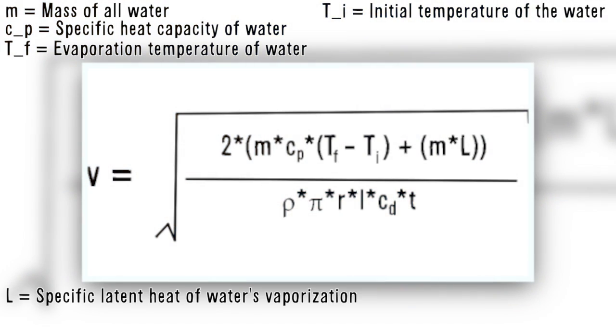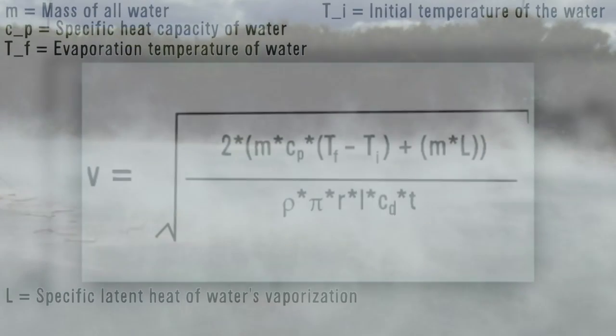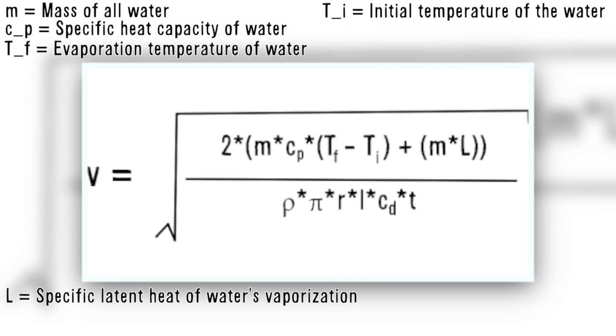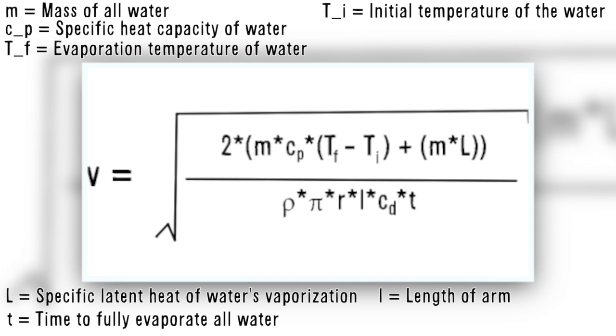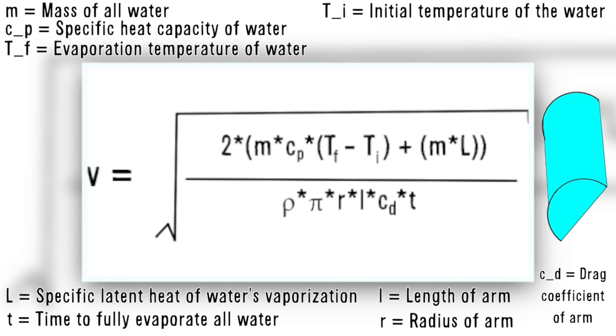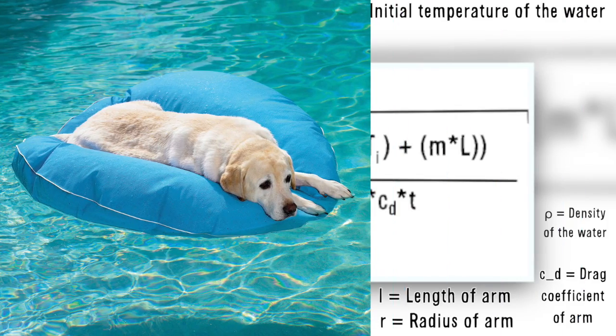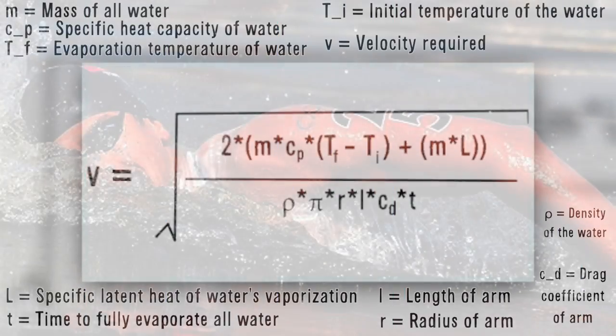Capital L is the specific latent heat of water's vaporization. It's basically a number that corresponds to evaporating water. T is the time it takes to fully evaporate it all. Lowercase l is the length of the arm that is swimming. R is the radius of that arm, and C sub D is the drag coefficient of the arm, basically a number that corresponds to its abnormal shape. The Greek letter rho, which looks like a P, is the density of the water. Finally, V is how fast you need to swim.